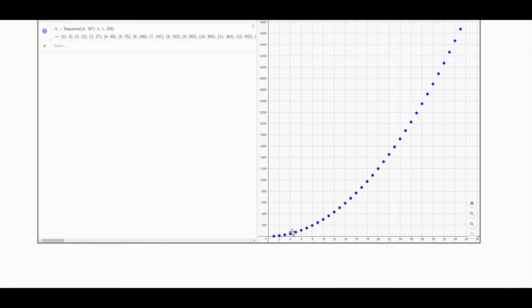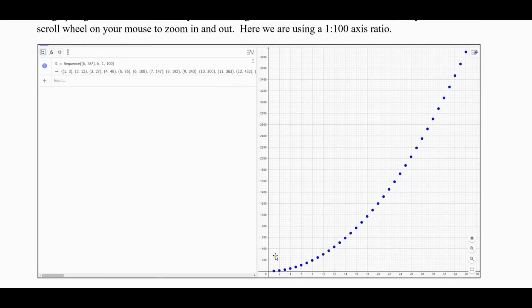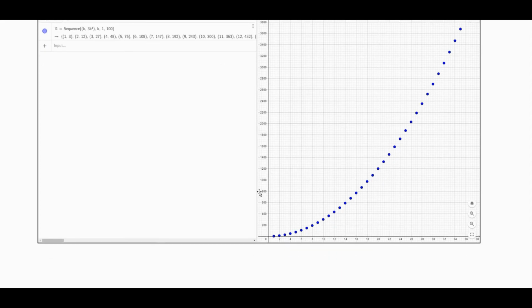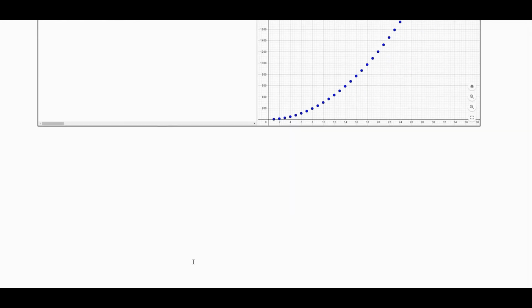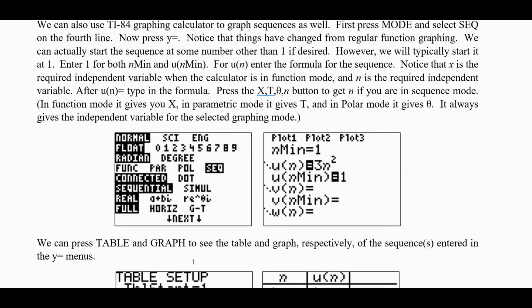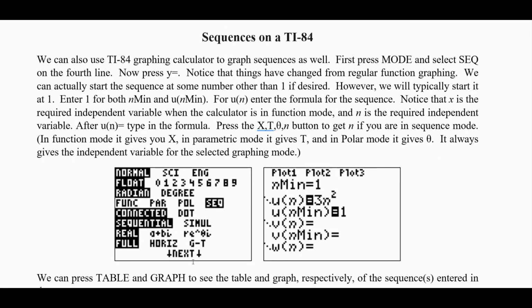If we were to connect these dots, we would have us a nice little parabola. And so these are part of a parabola. Now that was using GeoGebra, a computer program.